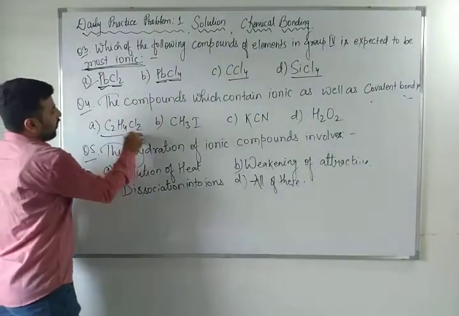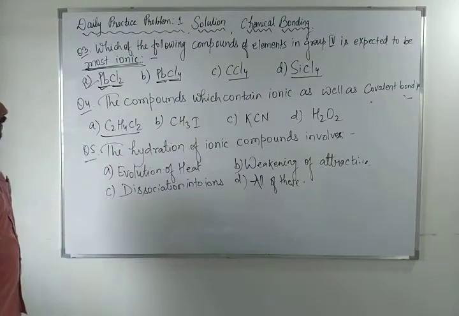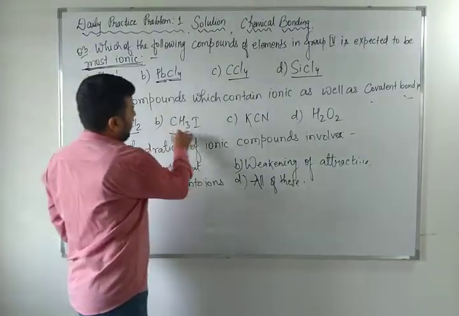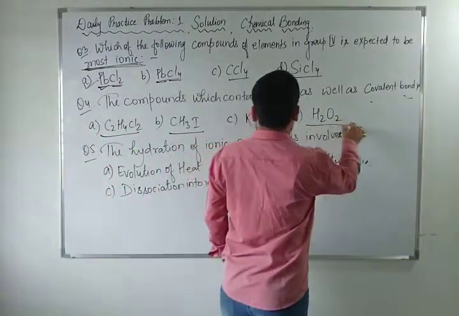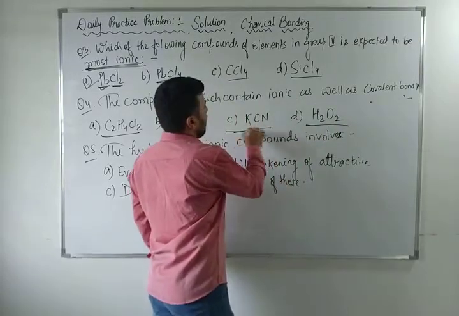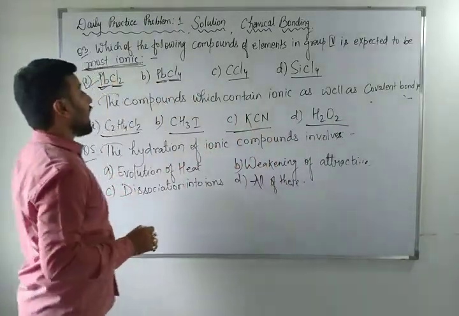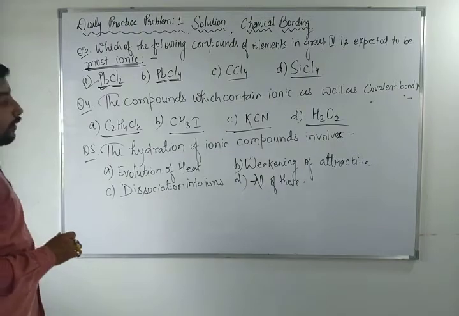Here, this is a pure covalent compound, pure covalent compound, pure covalent compound. Only one is an ionic compound. Now the question is about a compound that is ionic as well as covalent.